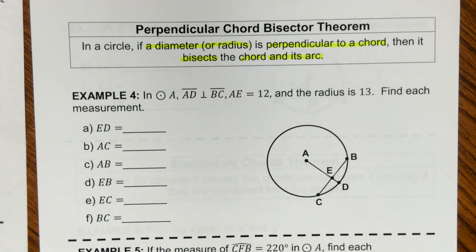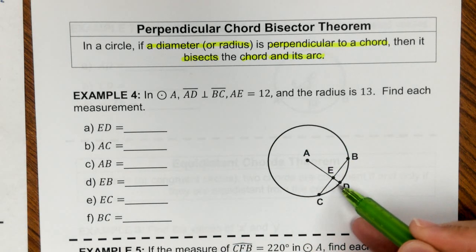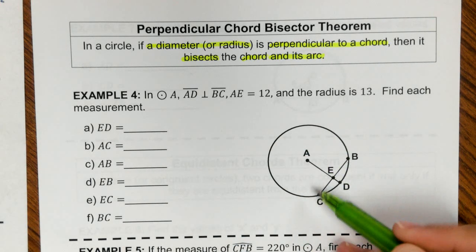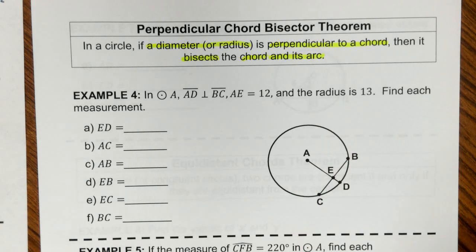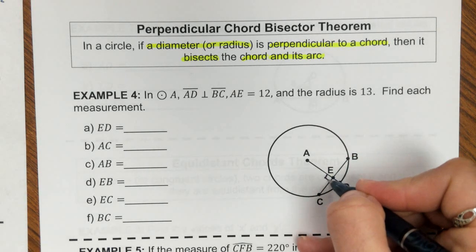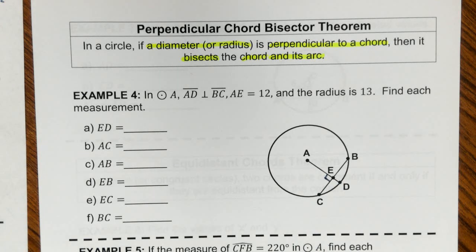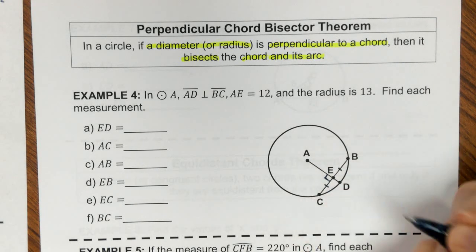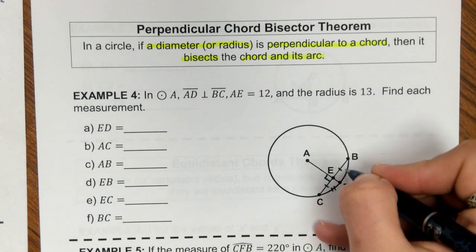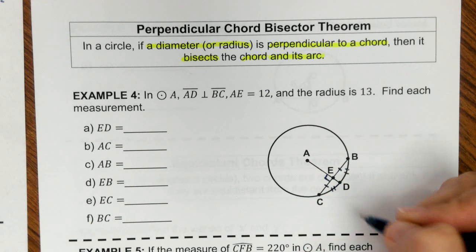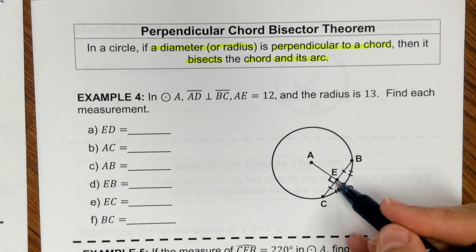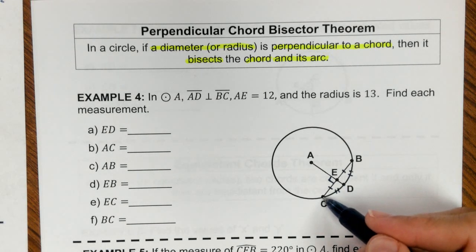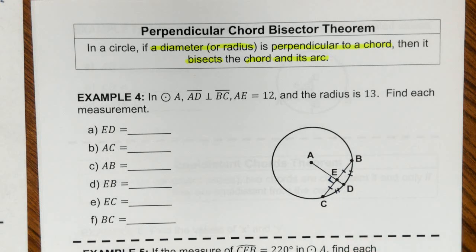So here we're told that segment AD, this radius, is going to be perpendicular to segment BC. So that means we're going to have a 90-degree angle right here, because they're perpendicular. According to this theorem, it's going to bisect this chord, and it's also going to bisect the corresponding arc. So CE and EB will be congruent. Chord CD and chord DB will be congruent to each other.